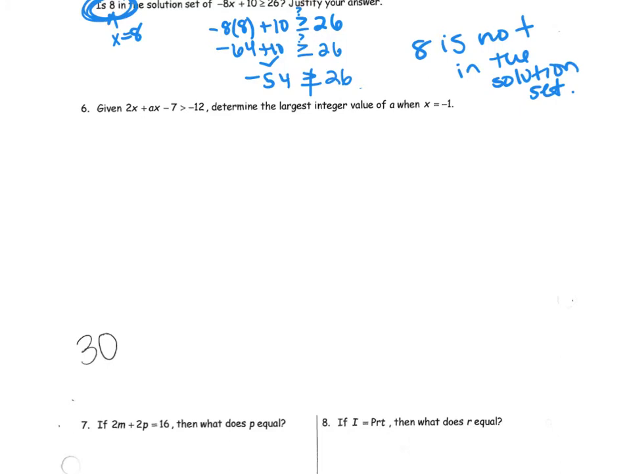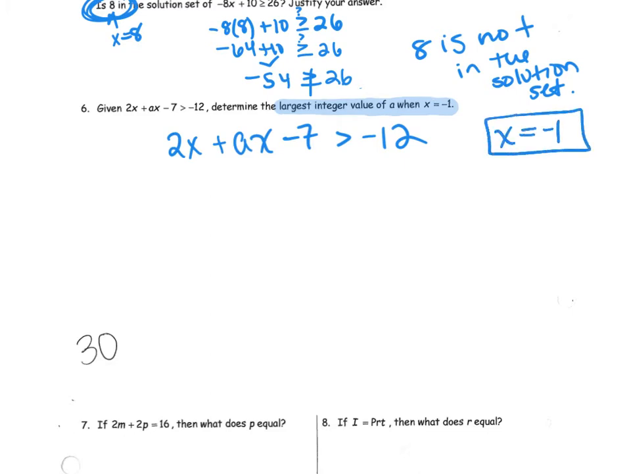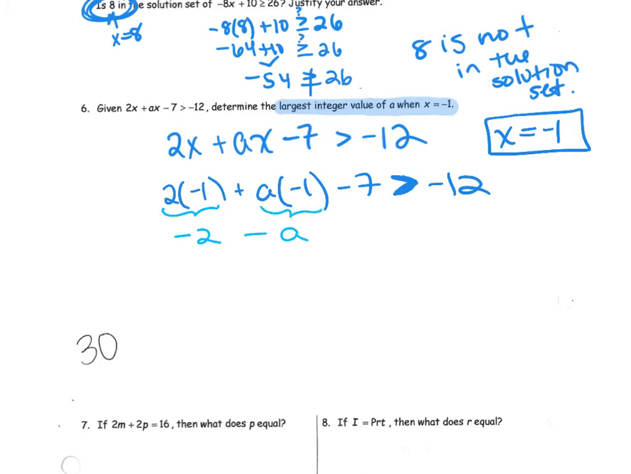We are given this inequality: 2x plus ax minus 7 is greater than -12. Determine the largest integer value of a when x is -1. So now when x is -1, let's plug it in. Just plug in x to be -1. So I have 2 times (-1). Never forget your parentheses. Minus 7 is greater than -12. Okay, so again, just going to simplify here. That's -2. That's minus a. Minus 7 is greater than -12.